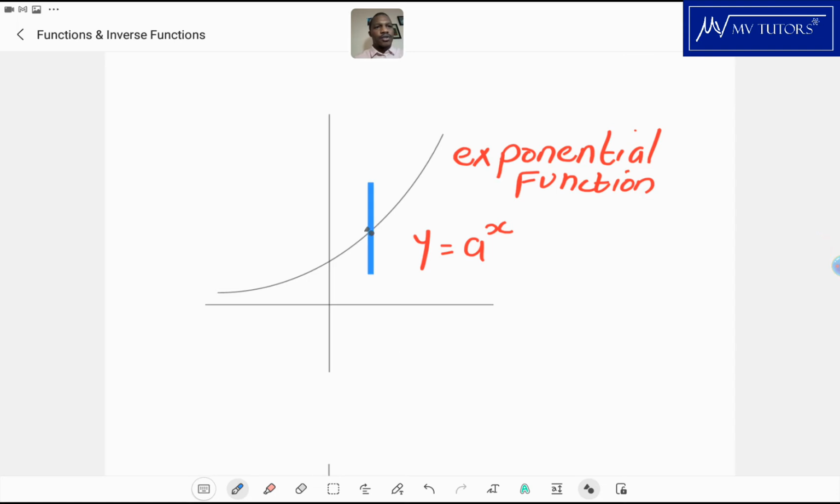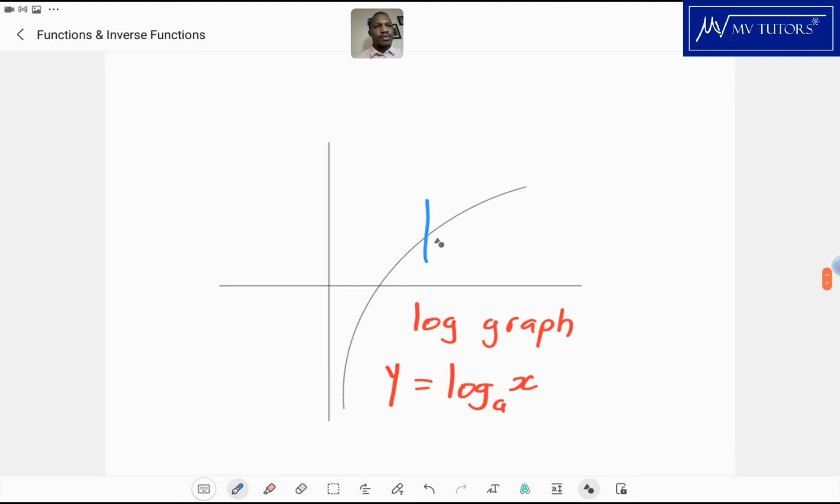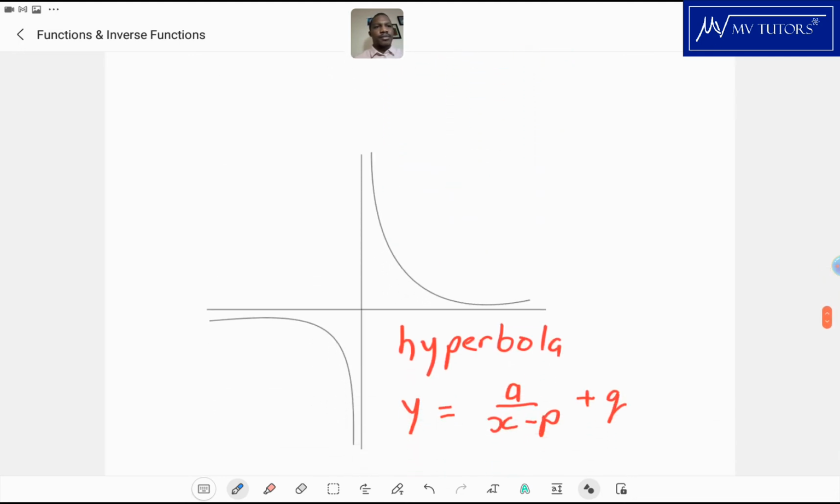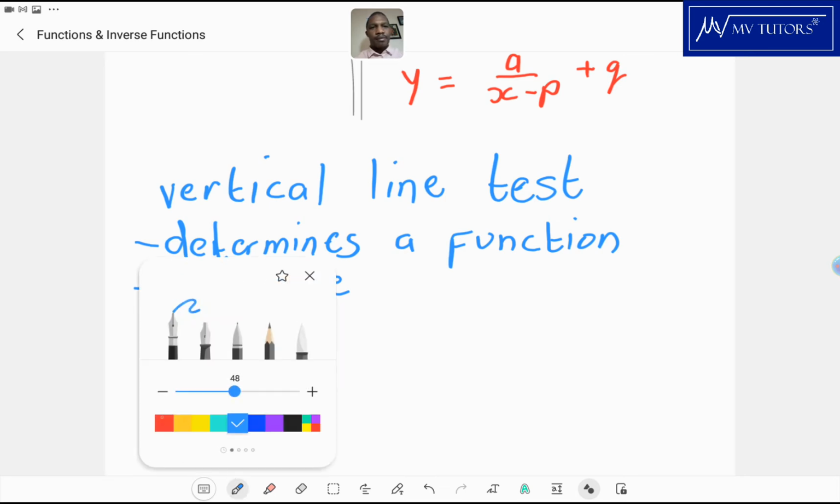Let's see, crosses once, that's a function. Crosses once, that's a function. Crosses once, that's a function as well. Okay, so all of these are functions. I want to talk about the horizontal line test, but now is not the time. We'll talk about it in a bit.